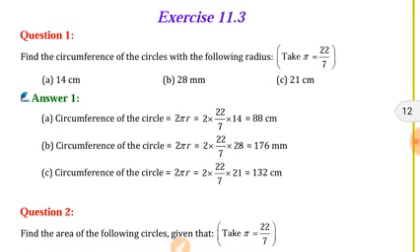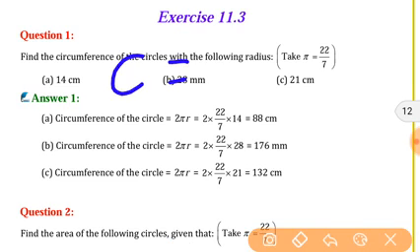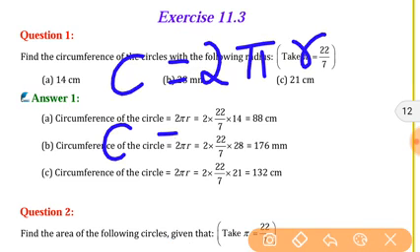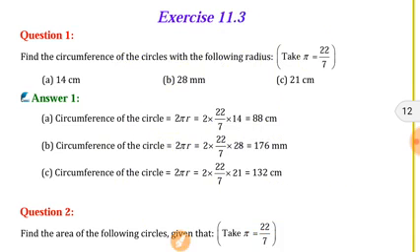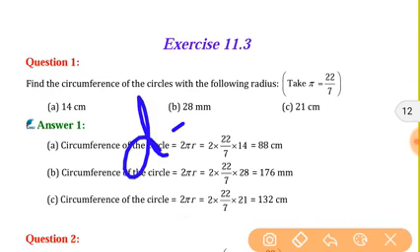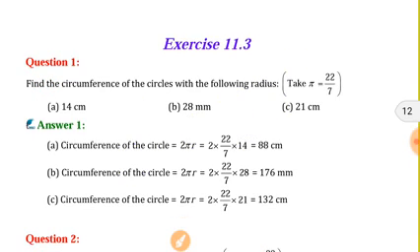Question number 1. Find the circumference of a circle with the following radius. We have to remember the circumference formula. With respect to radius, it is 2 into pi into r. With respect to the diameter, 2r is the diameter, so it is pi into d. And the area is pi r square, where d is equal to 2r, because it is 2 times the radius.